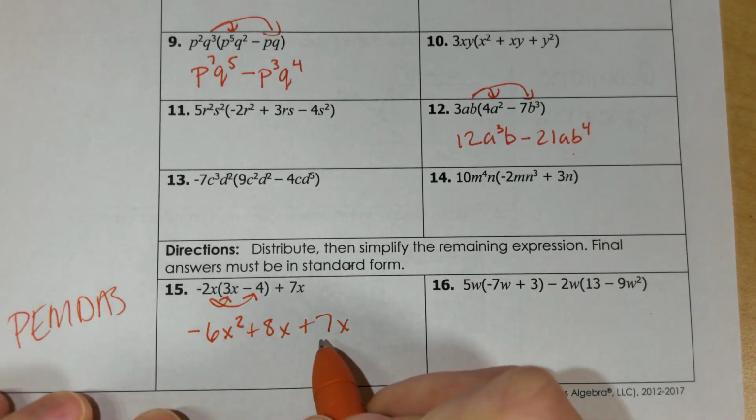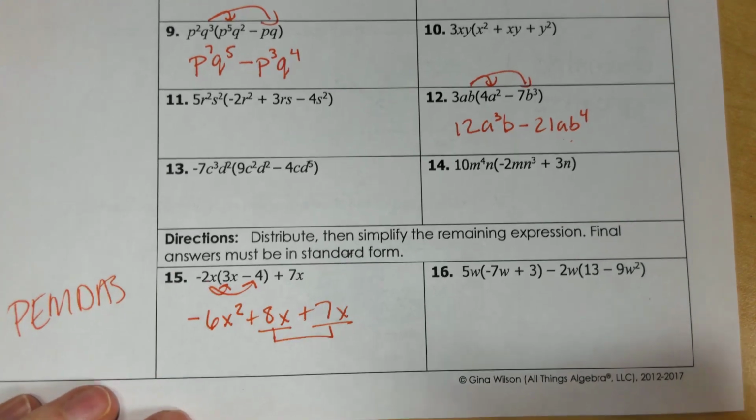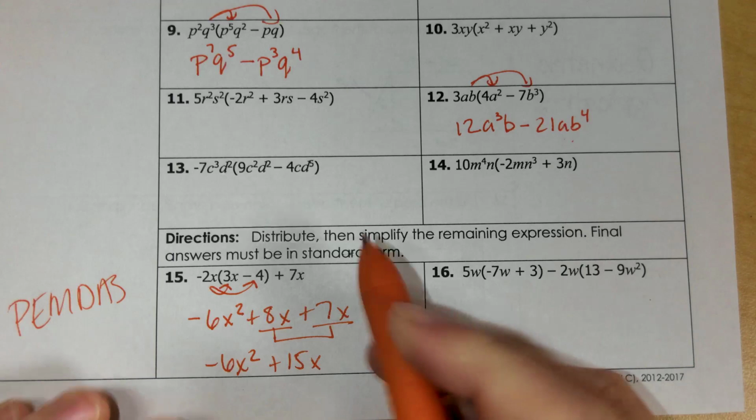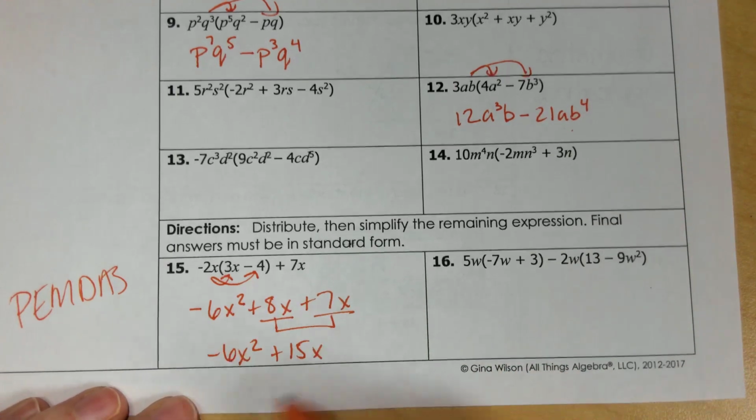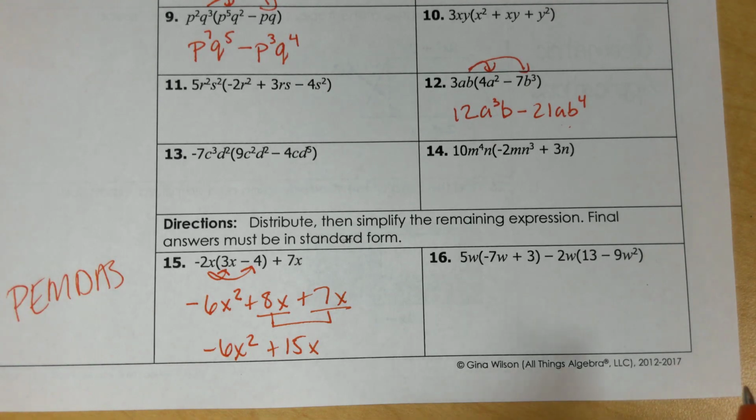So now we can combine any like terms if we need to. And it just so happens that these are like terms, so I can add those together. Remember, when I add them, I am not adding the variables or the exponents, just the coefficients. So I want to leave my final answer like this, and just double check that your answer is in standard form. And it is in this case, so we're okay.